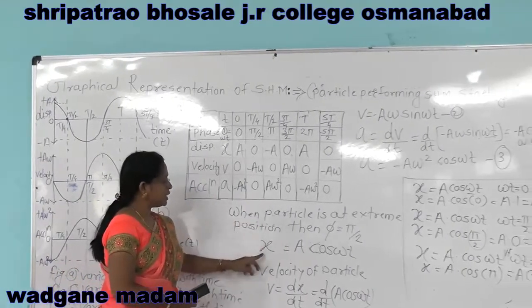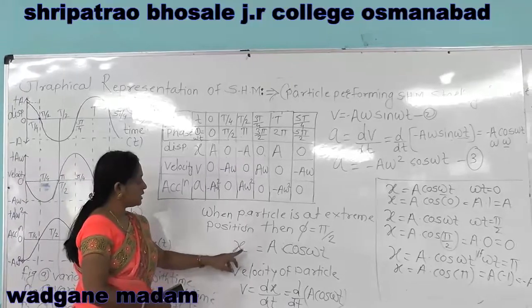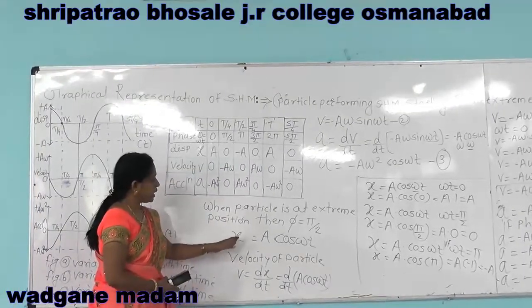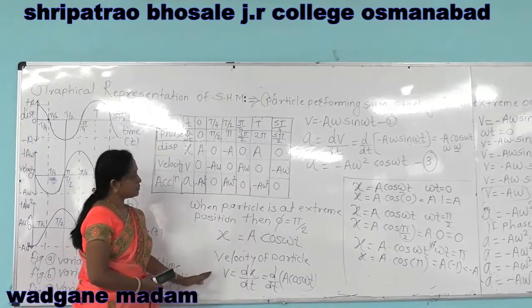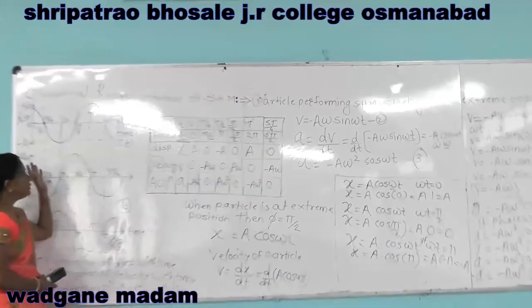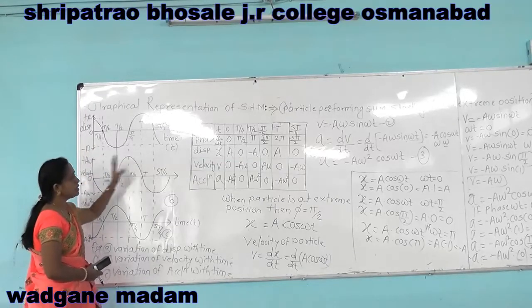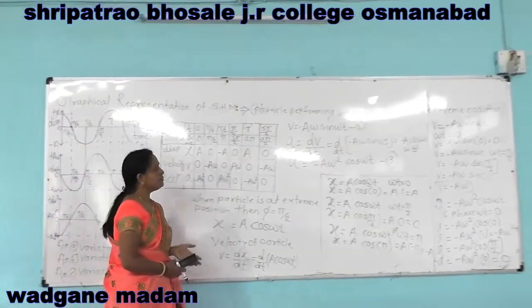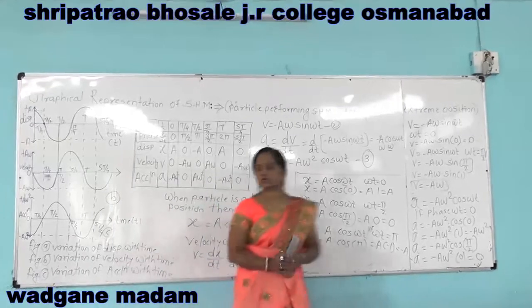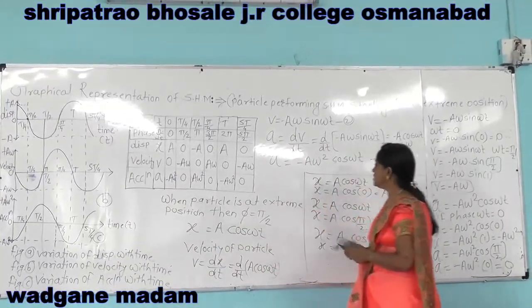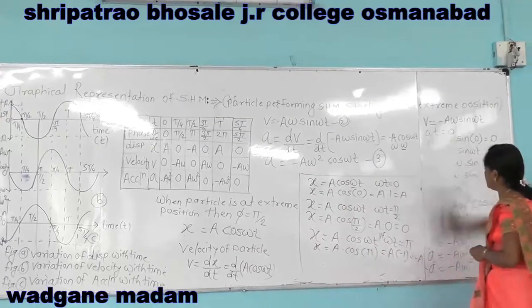This expression we considered in the last lecture, that is when the particle is at extreme position. According to this expression, by putting the value of phase and corresponding time interval, we get this table. After that we can discuss the conclusions of this graph. From this graph we can see the first conclusion.